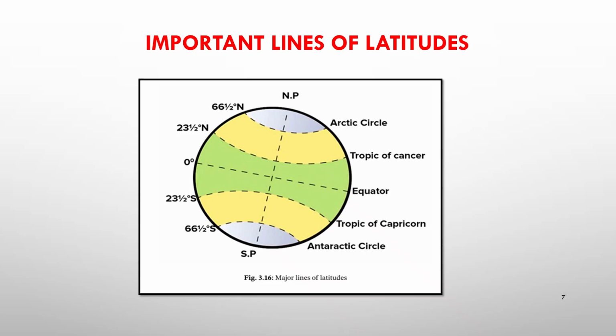The last but one is the Antarctic Circle. The Antarctic Circle is located at 66.5 degrees south of the equator. This latitude marks the boundary of the polar region in the southern hemisphere. So, like the Arctic Circle, the Antarctic Circle experiences extreme seasonal variations in daytime, with midnight sun in summer and polar night in winter.